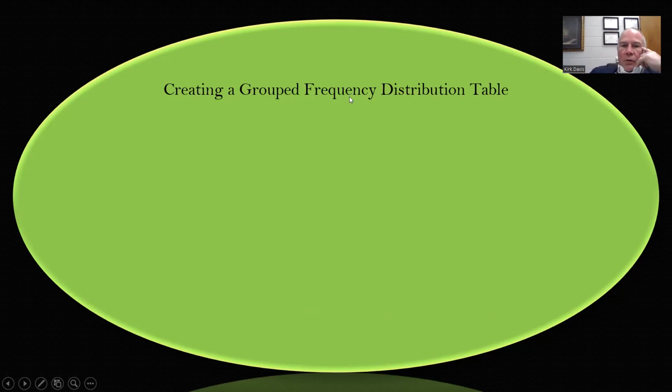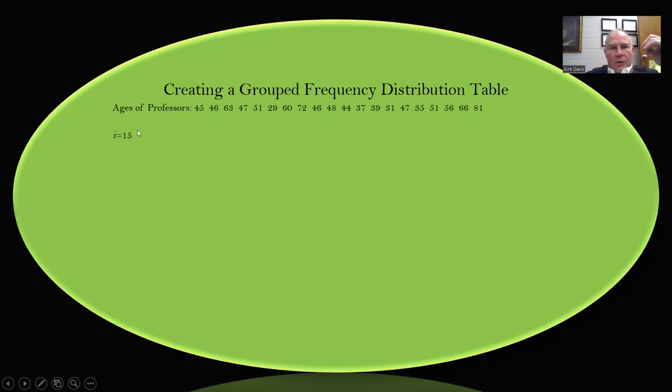How do we create a grouped frequency distribution? The grouped frequency distribution is almost identical to the ungrouped frequency distribution. The difference is you have to make two decisions before you begin. The first one is we have to figure out what our interval size is going to be. So in other words, how much or how little do we wish to group our data?